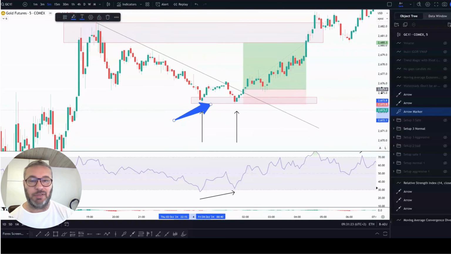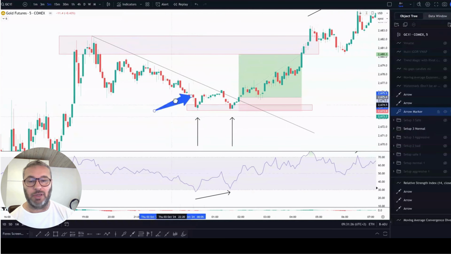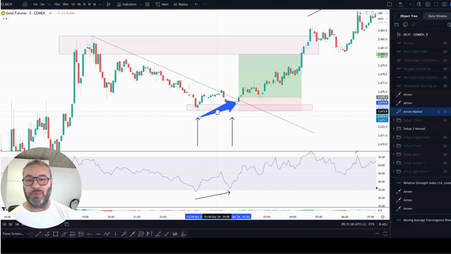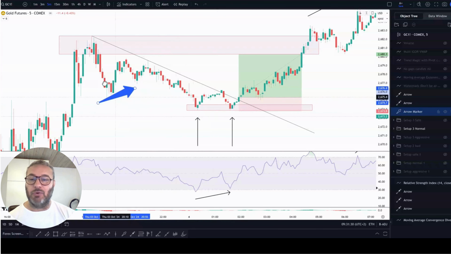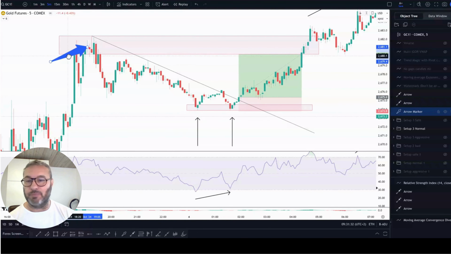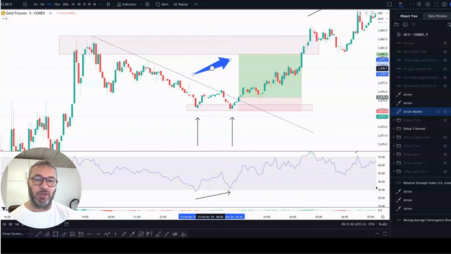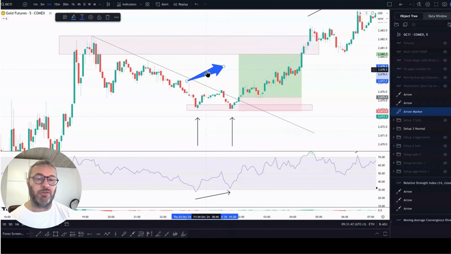And here my target is a bit different, because when you break a trend line like this, there is a good expectancy that it will go up and test the top area. Maybe not the exact top, but the area where we have resistance. This box here represents the resistance area. So I have my take profit up here, and you can see this is a 3R trade.